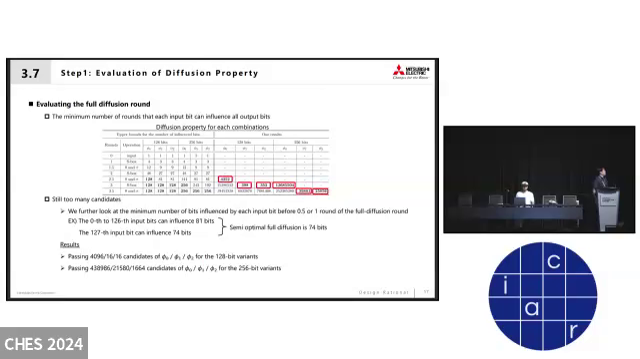Okay, so in step 1, we evaluate the full diffusion round, which is the minimum number of rounds in which each input bit can influence all output bits. The table at the left side shows the result of step 1, but there are still too many candidates. So we further look at the minimum number of bits influenced by each input before half or one round of the full diffusion round. As a result, this number of candidates pass step 1.